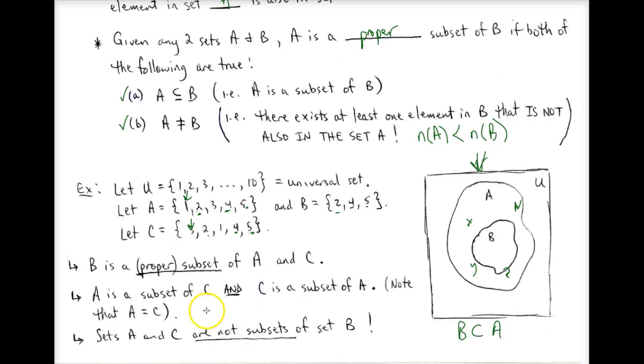Now, last thing, we see that sets A and C are not subsets of set B. And of course, they can't be because if you notice, the cardinality of A and C is larger than the cardinality of B. And so essentially, A can't fit into B and C can't fit into B. So that's why they're not subsets.